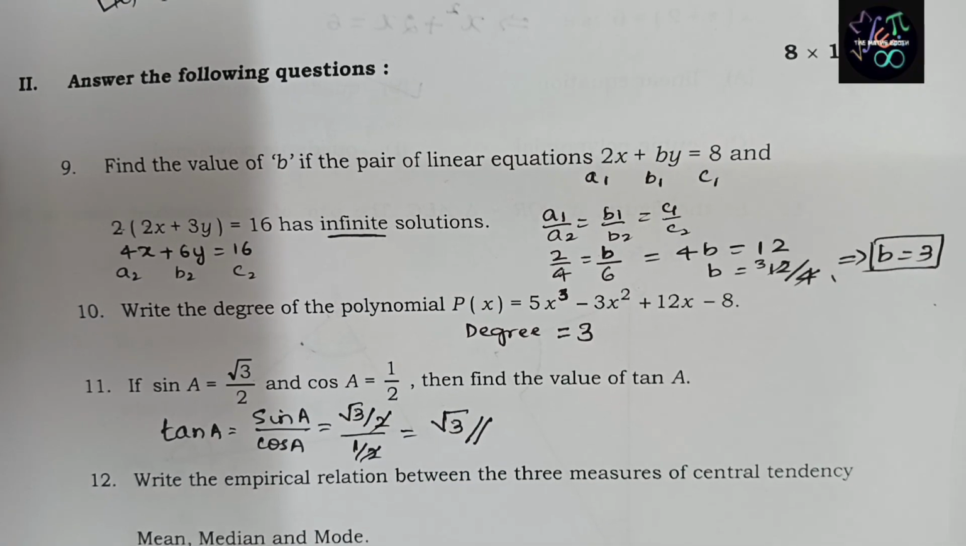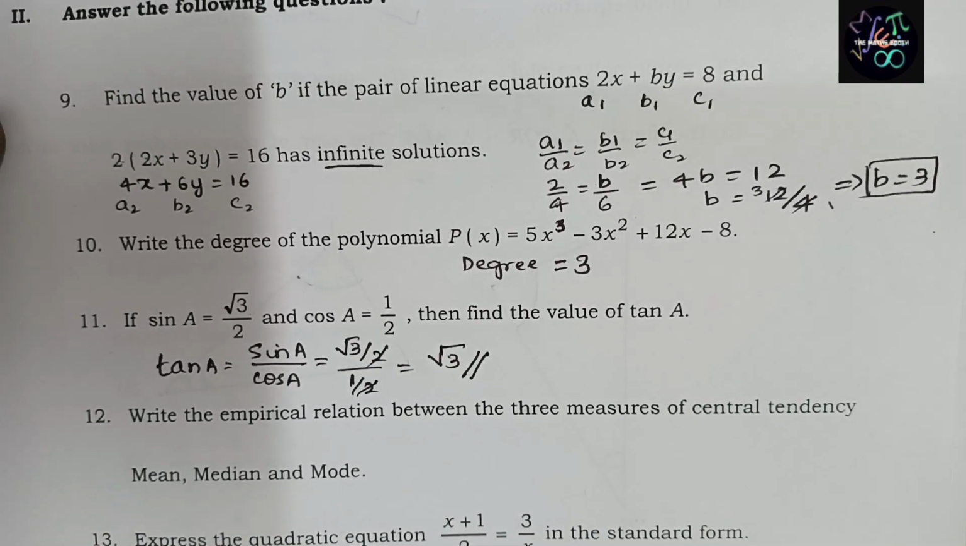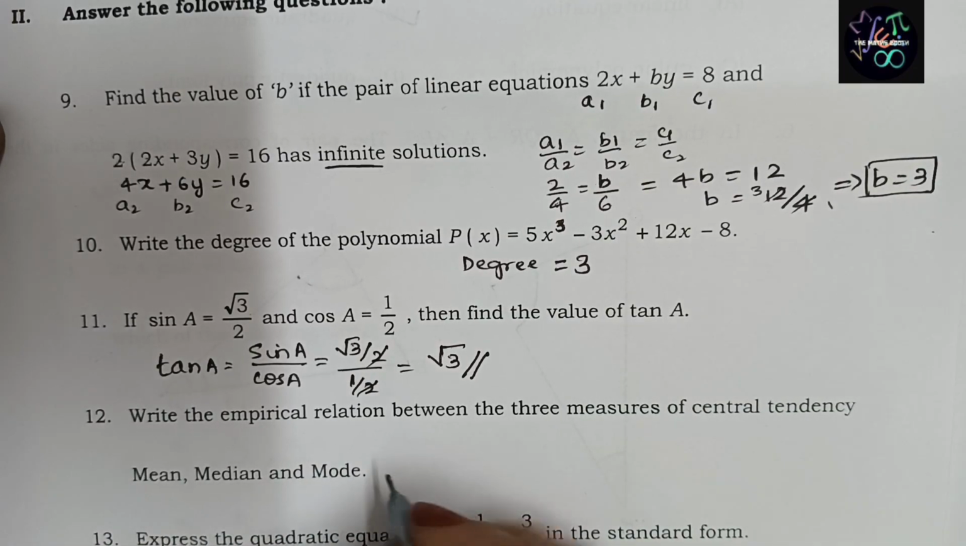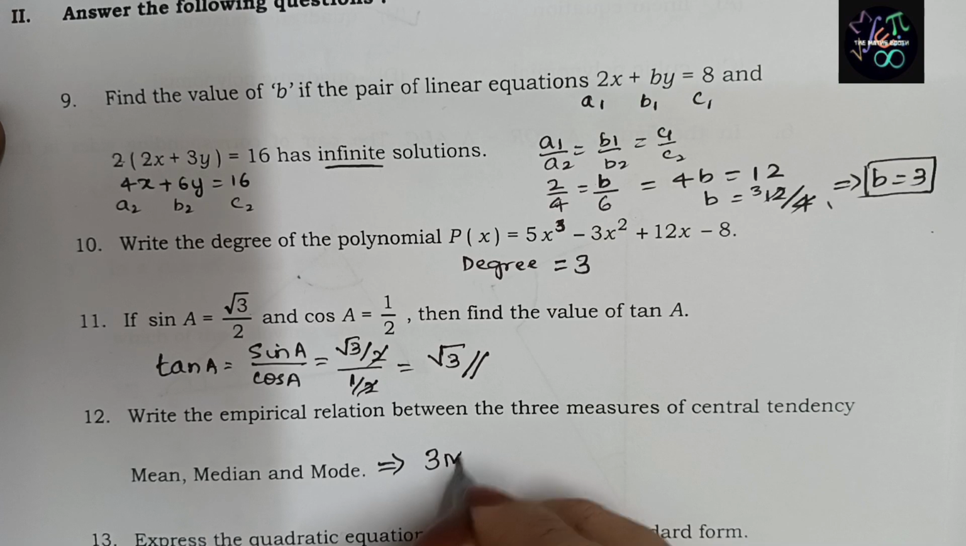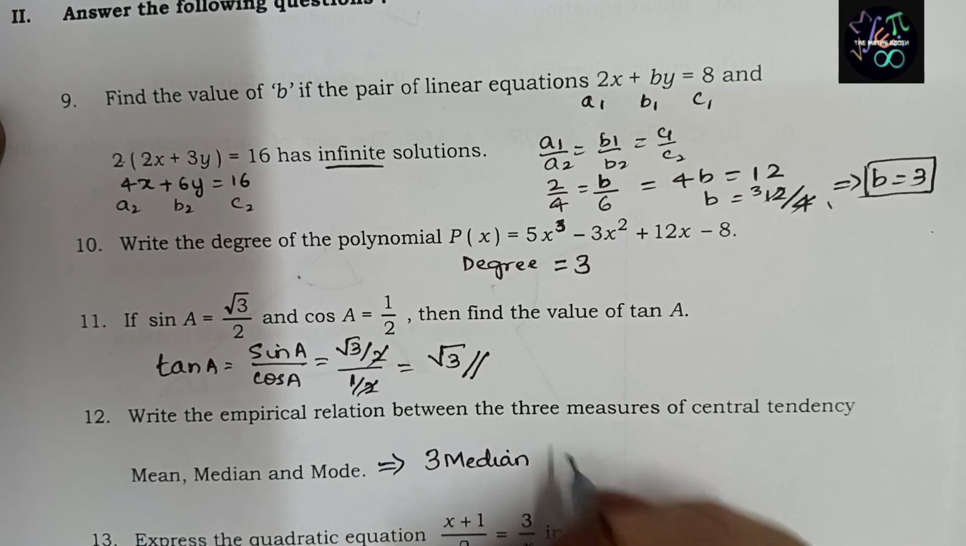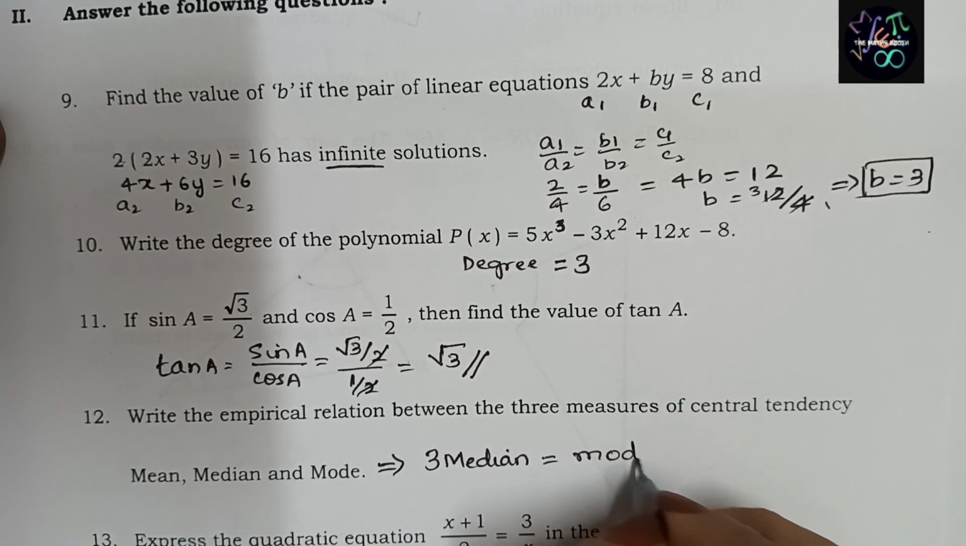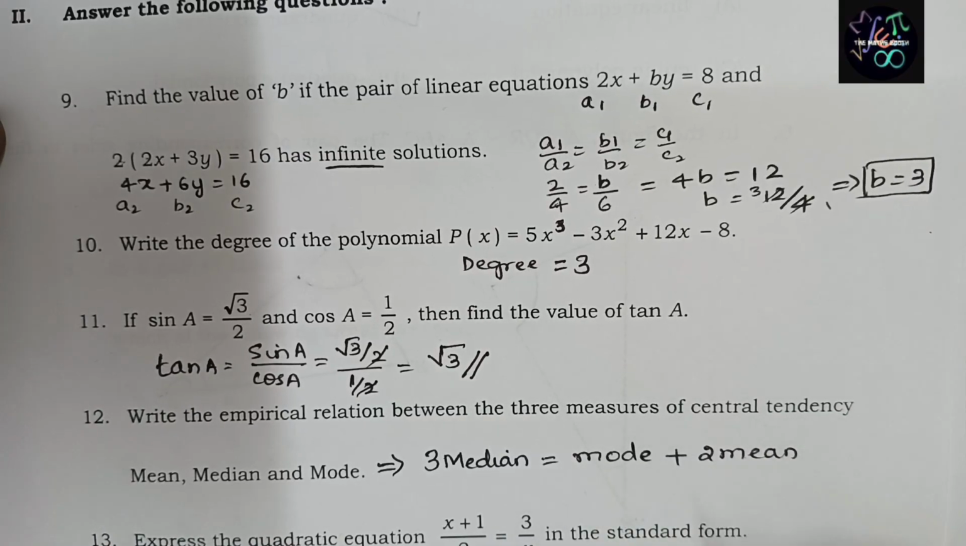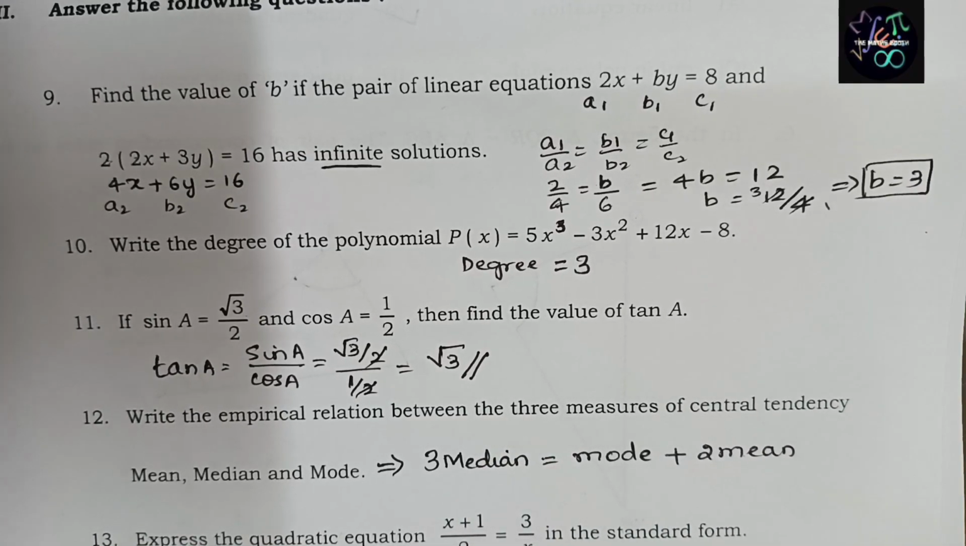Next question, write the empirical relation between the three measures of central tendency: mean, median and mode. So the empirical relationship is 3 median is equal to mode plus 2 mean, or we can write 3 median is equal to 2 mean plus mode. So this is the correct answer.